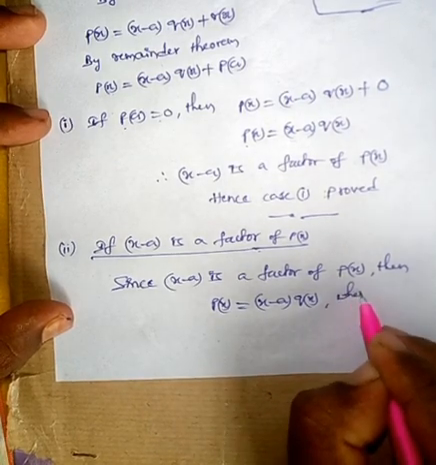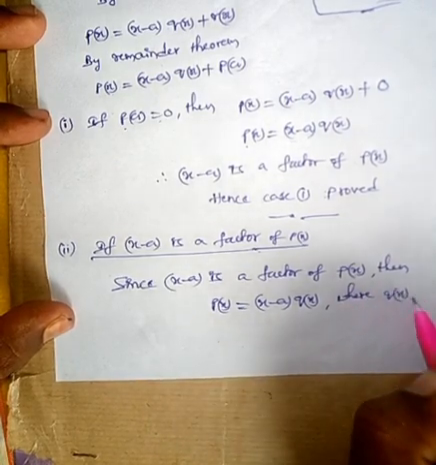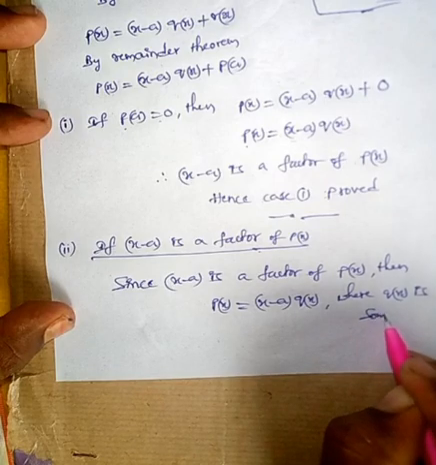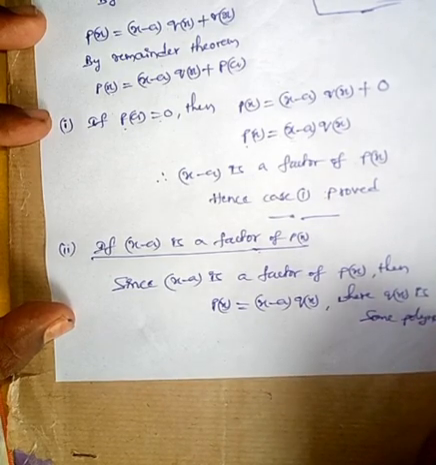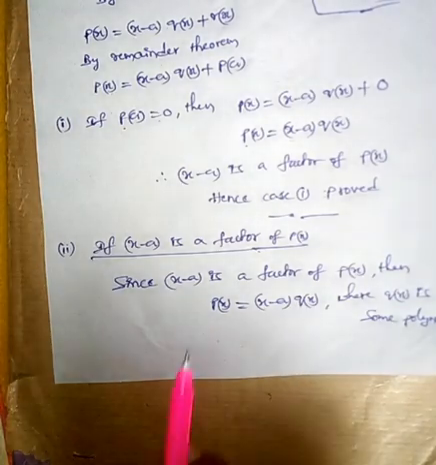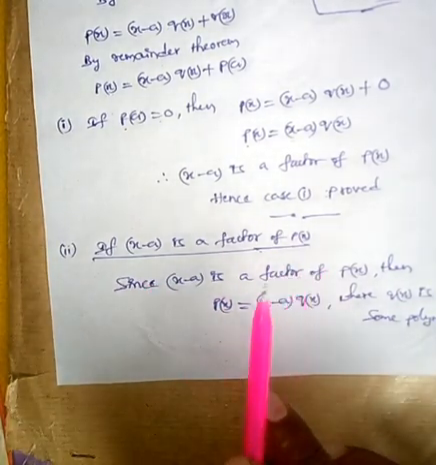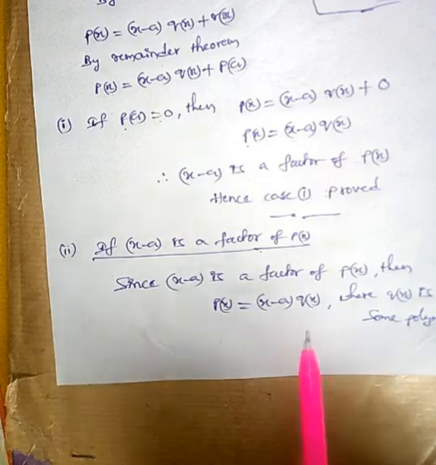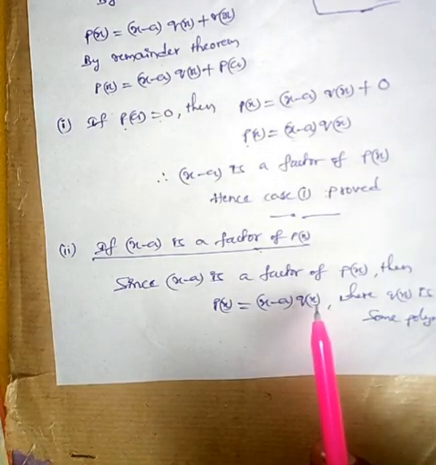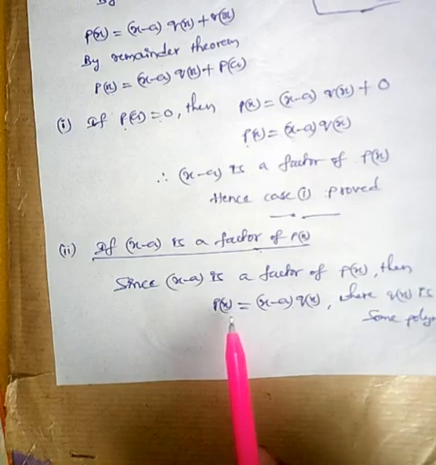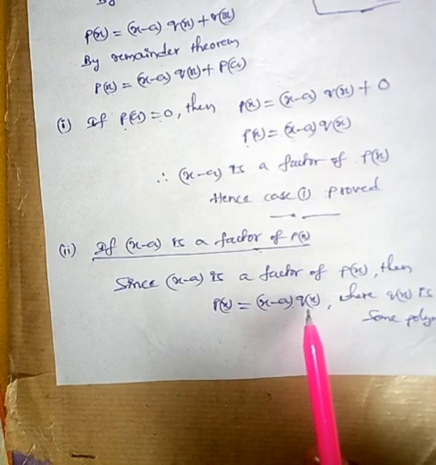where q(x) is some polynomial. Okay, children, x minus a is a factor of p(x), so you have to write p(x) as x minus a into something. So here something is q(x). That means you can write p(x) equal to x minus a into q(x).